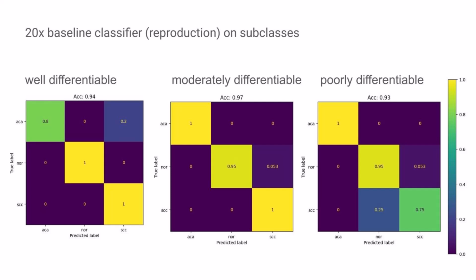Still, we observe that the classifier performs very well on well and moderately differentiable samples, even for squamous cell carcinoma, which has been harder to classify overall. However, performance clearly drops on poorly differentiable squamous cell carcinoma samples. This is a valuable insight as it suggests that the level of differentiation can act as a measure for prediction confidence.